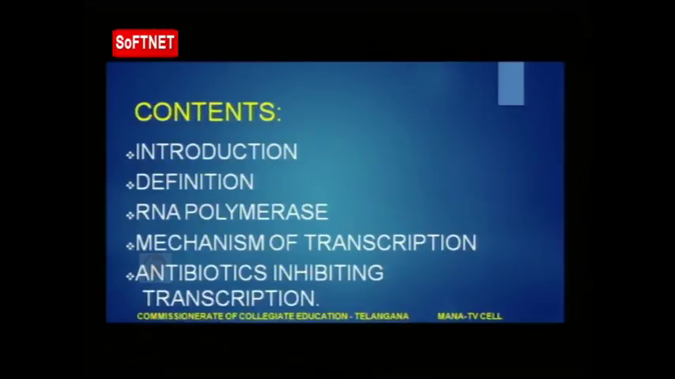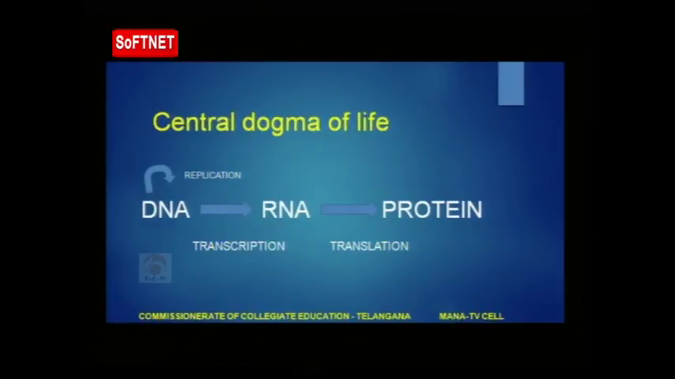Under the mechanism of transcription, we will discuss the clear mechanism of RNA synthesis, meaning how the RNA is synthesized from the DNA molecules. This includes 3 steps: initiation, elongation, and termination. And lastly, we will see what the inhibitors of the transcription process are. And we will start with the introduction.